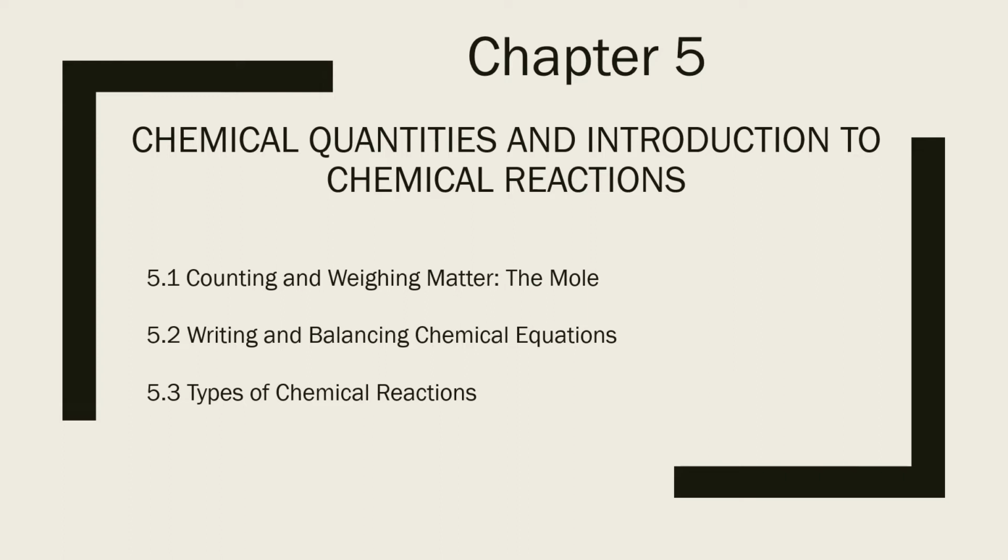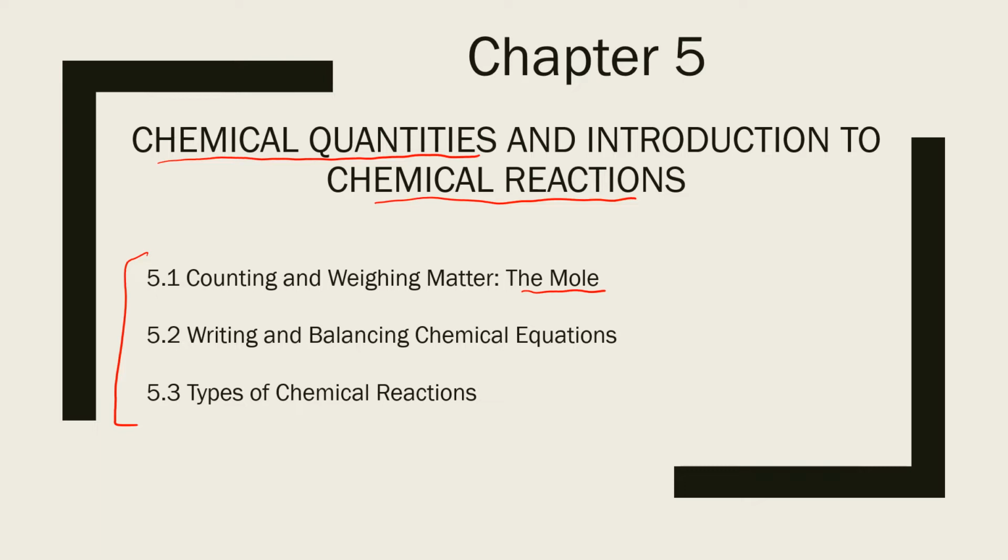Today we will begin chapter number 5. This chapter deals with chemical quantities and it will also introduce us to chemical reactions. This chapter is divided in 3 sections. In the first section we will discuss the mole concept. In this concept we will learn how the number of atoms or molecules is related to the mass of matter.